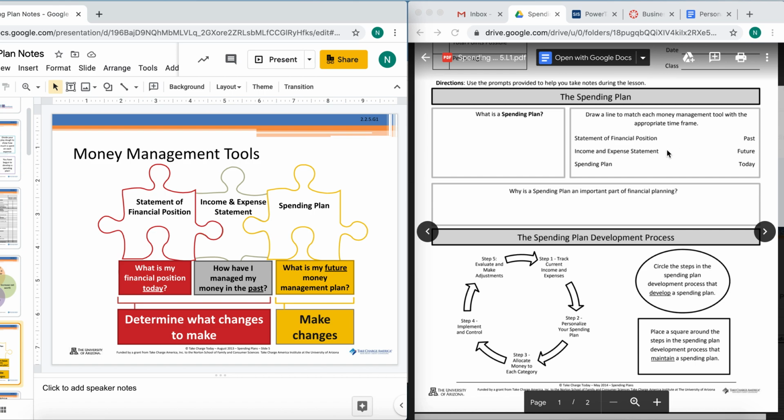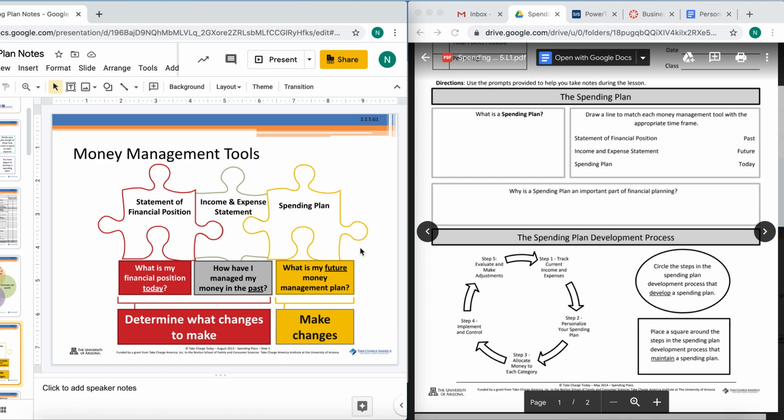And then in this box where you're drawing the line, we have 3 different ways and money management tools that we're going to describe. So we have the statement of financial position. That's going to be our snapshot of our financial position today. So maybe what have I spent in the last 24 hours? Where are my bank balances at?